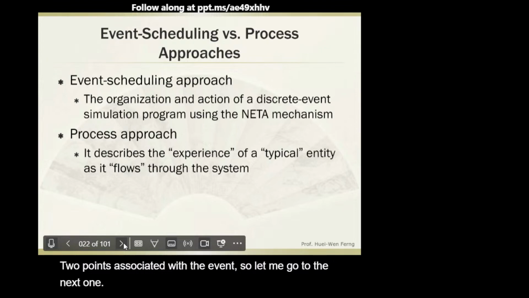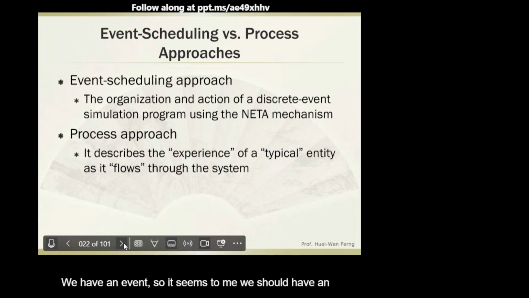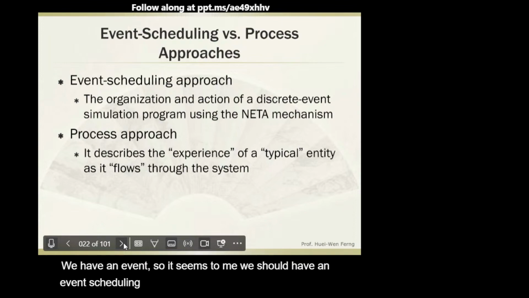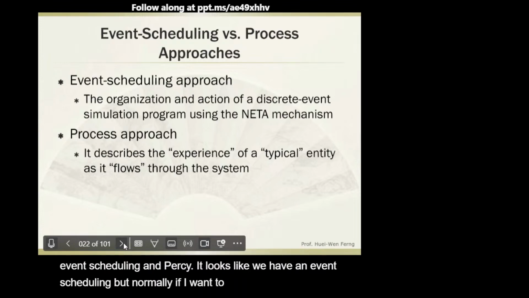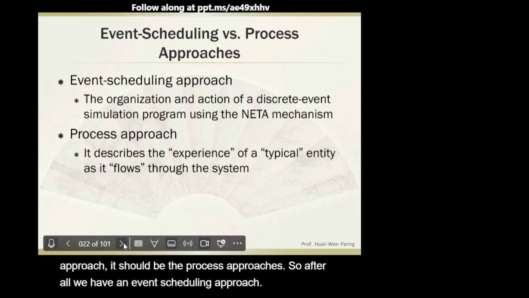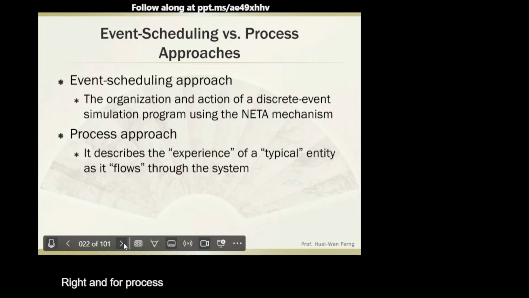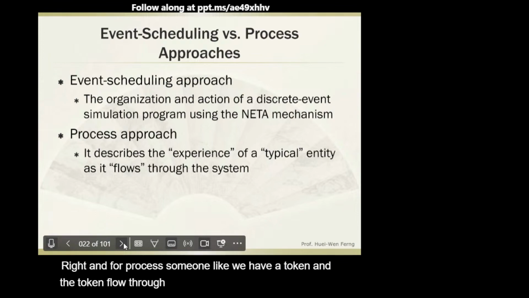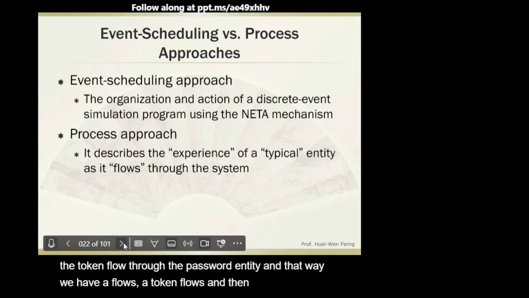Well, we have an event, so it seems to me we should have an event scheduling. But normally, if I want to have the generalized approach, it should be the process approach. So after all, we have an event scheduling approach, right? And for process, something like we have a token, and the token flows through the possible entity. And that way, we have a token flow, and then we have the generalized approach we call process approach.